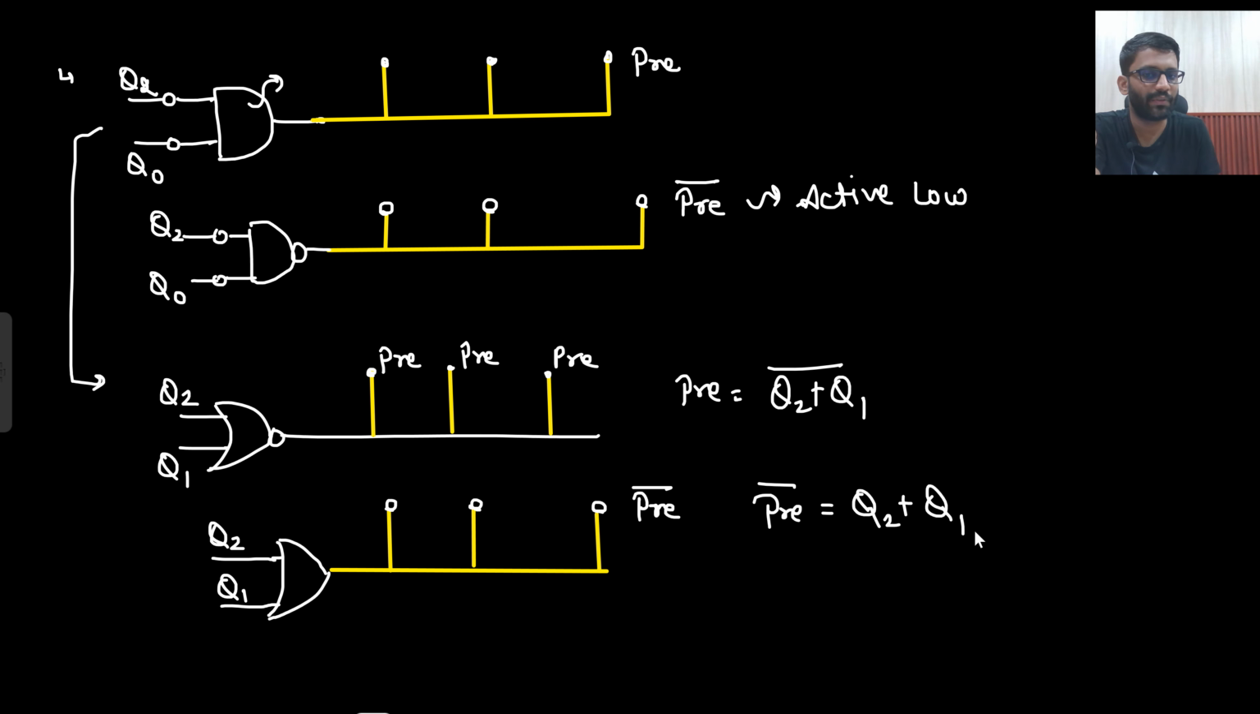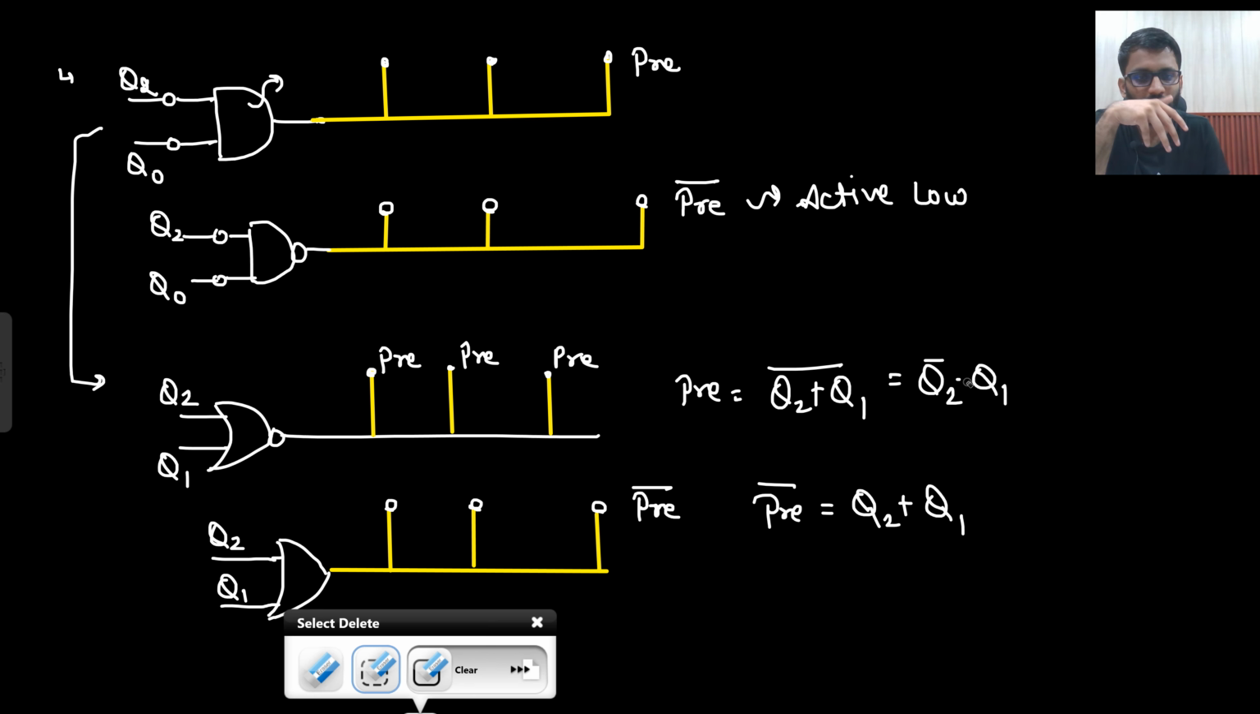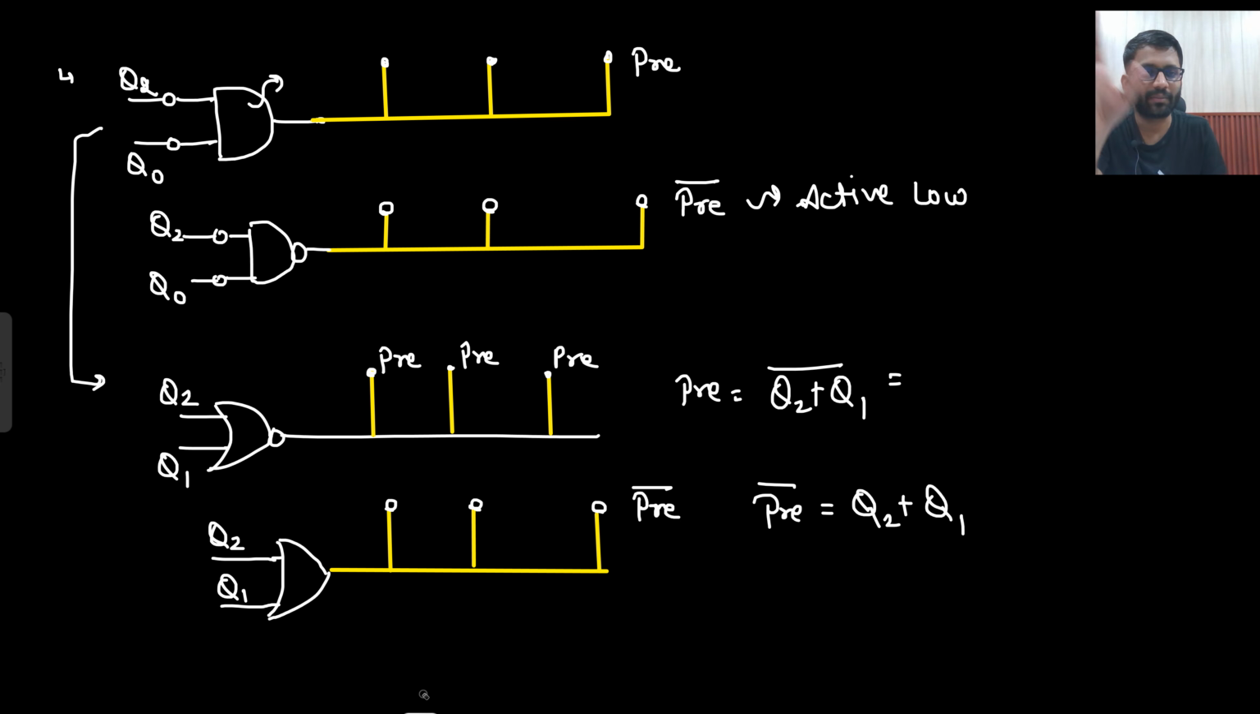So pre bar is Q2 plus Q1, and pre is Q2 plus Q1 bar, right? Or you can write Q2 bar dot Q1 bar. But for pre, we will write in terms of max terms only. So this is the final answer, that this will be your design for pre.